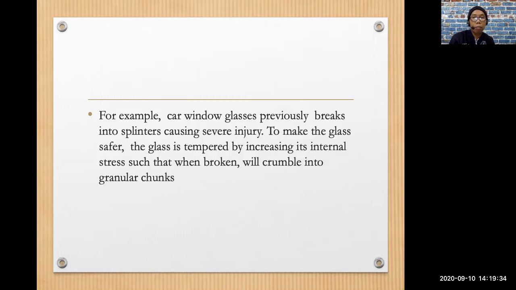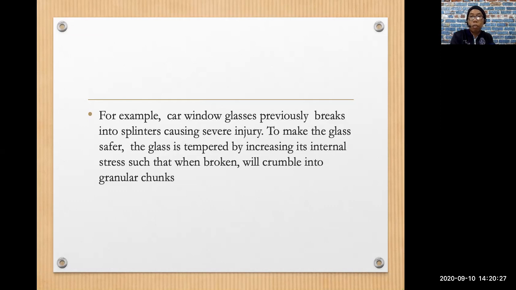Okay, so for example, car window glasses previously broke into splinters causing severe injury. So just imagine this. To make the glass safer, the glass is tempered by increasing its internal stress such that when broken, it will crumble into granular chunks. Di ba? Na-experience niyo ba to? Or nakita niyo naman sa mga movies or sa napapanood niyo, kapag nabasag or nabreak yung glass, di ba hindi siya katulad nung dati? Splinter siya, di ba? Na kayang ma-injure ka.